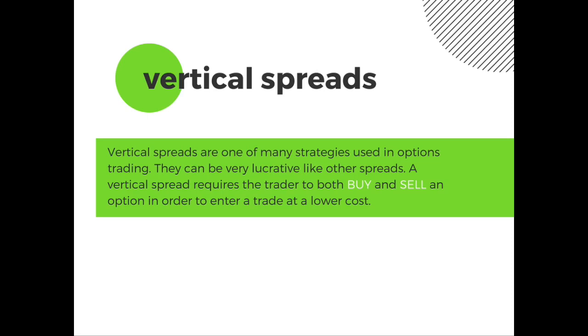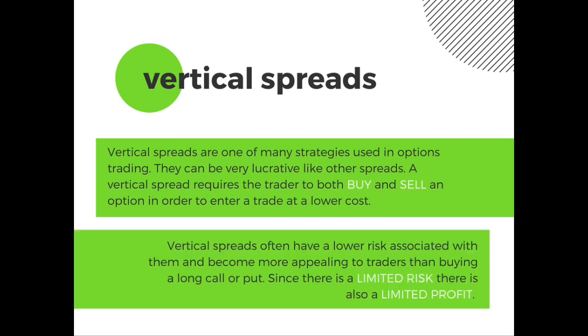It requires a trader to both buy and sell an option, which allows the trader to enter the spread at a lower cost than buying a single long call or put. Successful option traders like vertical spreads because they often have a lower risk associated with them. They become more appealing than simply buying a long call or put. However, since there's limited risk, there's also a limited amount of profit to be made. Let's take a look and see what makes up a vertical spread.